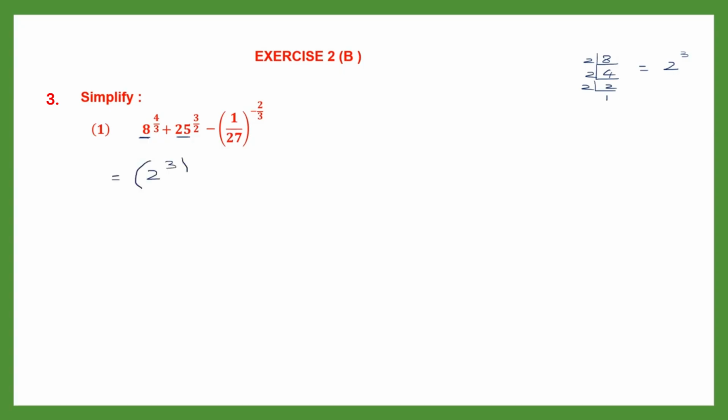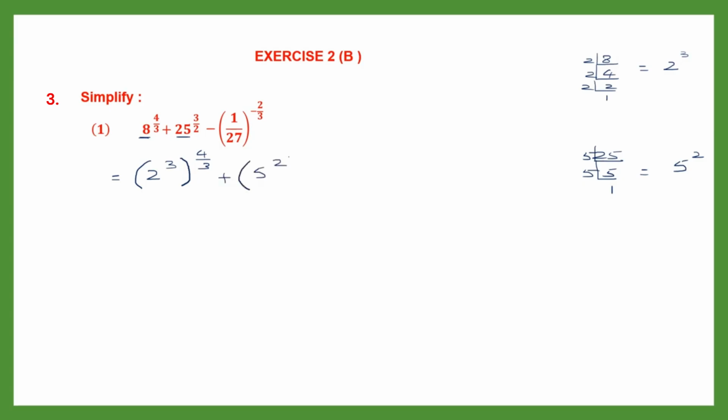Now without wasting your time finding out the prime factors, you can straight away write 2 to the power of 3. Now that is raised to the power of 4 by 3 divided by, now 25, let's find for 25 now, 5 5s are 25, then 5 1s are 5. So the prime factors here will be 5 to the power of 2. So plus, instead of 25, we're going to write 5 to the power of 2.